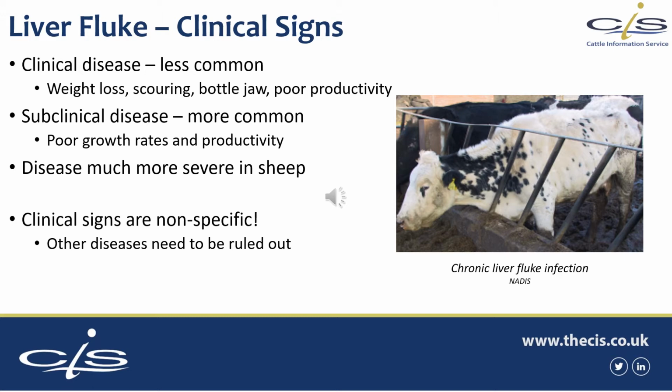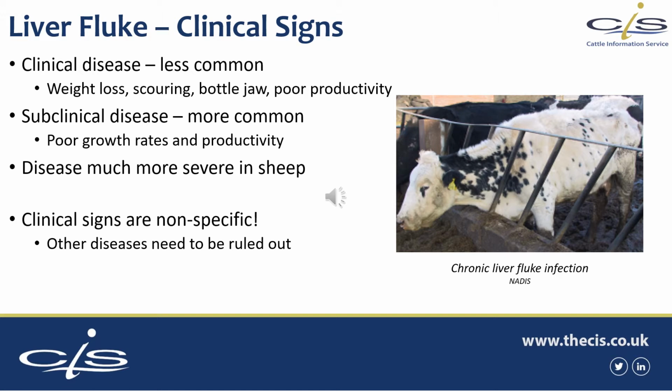With lower levels of infection, that might actually be subclinical, because we might not notice. We might see things like milk loss. We may see poorer growth rates in growing animals. We may see poorer fertility. As the disease gets more chronic or the infectious burdens are higher, then we can start to spot the individual animals that are really sick. We will see weight loss, we'll see chronic diarrhea and scouring, and we may see bottle jaw.